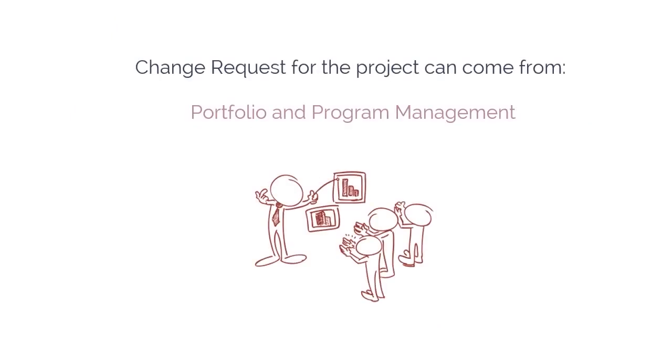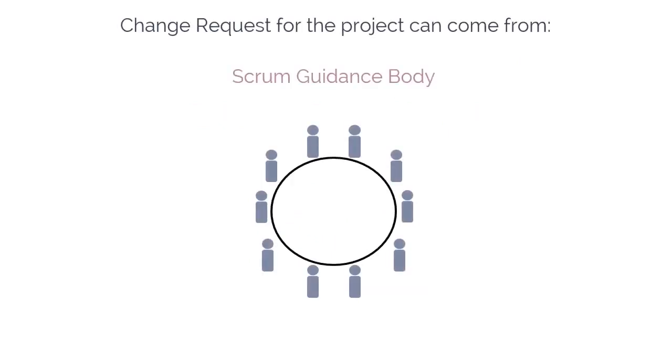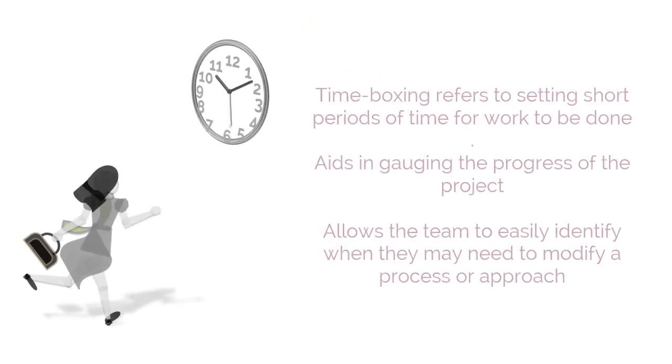Because of changes in the strategic direction of the company, the competitive landscape, funding-related issues, and so forth, the portfolio and program management can recommend changes that affect the project. Due to changes in government regulations, lessons learned from previous projects, or some corporate directives for quality and security, the Scrum guidance body may submit change requests that affect all projects. These are the sources of change requests in a project.